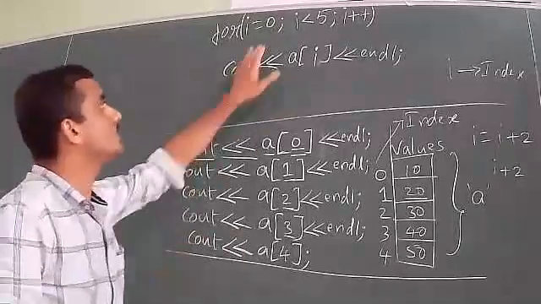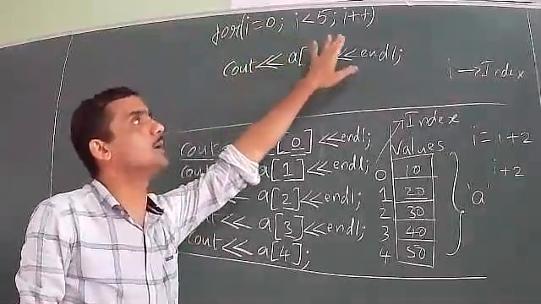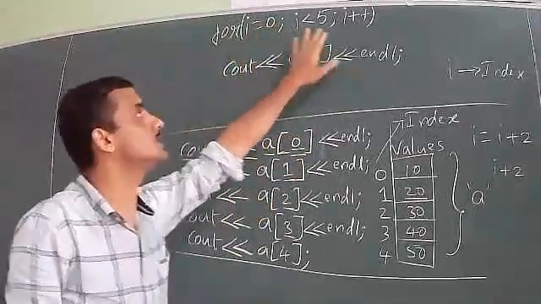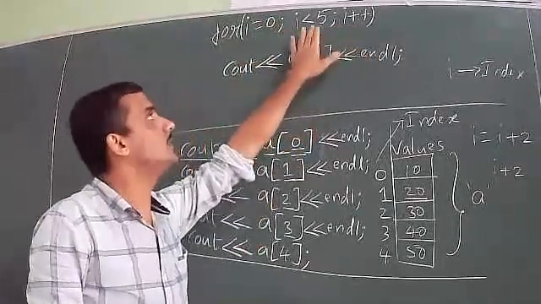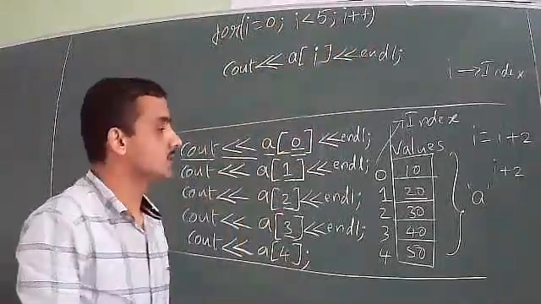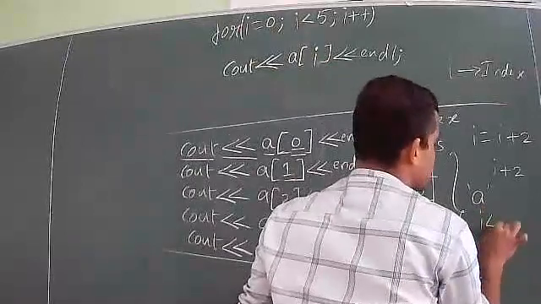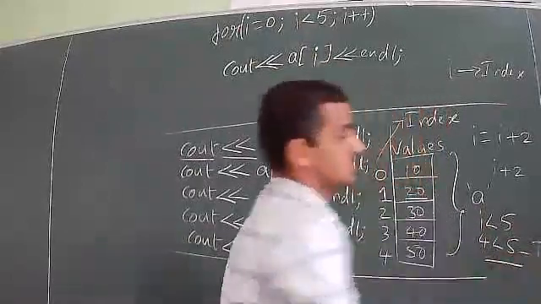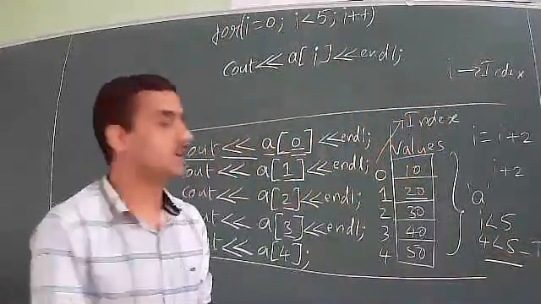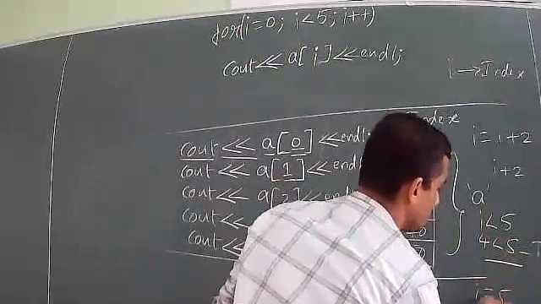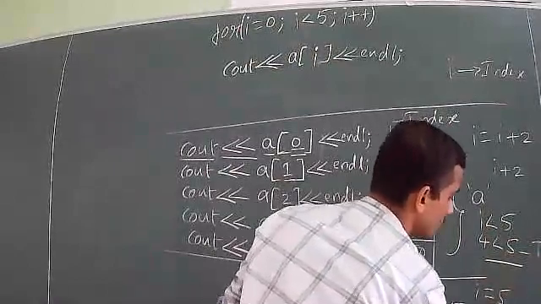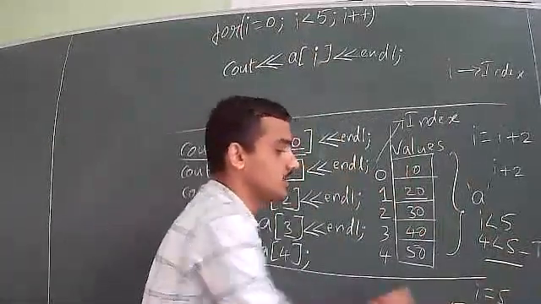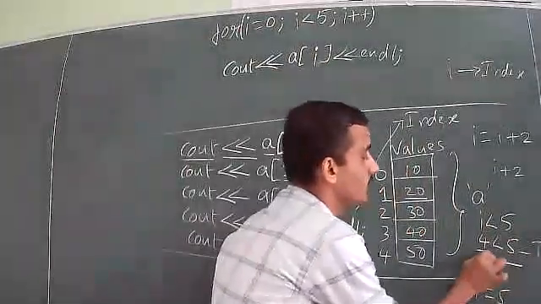So for i = 0, i < 5, i++, cout << a[i]. Finished. So the initial value is 0, it will increase by 1 each time, and it will go till 5. 5 in the sense, i less than 5 means when the i value becomes 4, that is the last loop. If the i value becomes 5, then 5 less than 5 is false, so it will stop. So 5 indicates the maximum value here. Till 4, the i value will be reached.